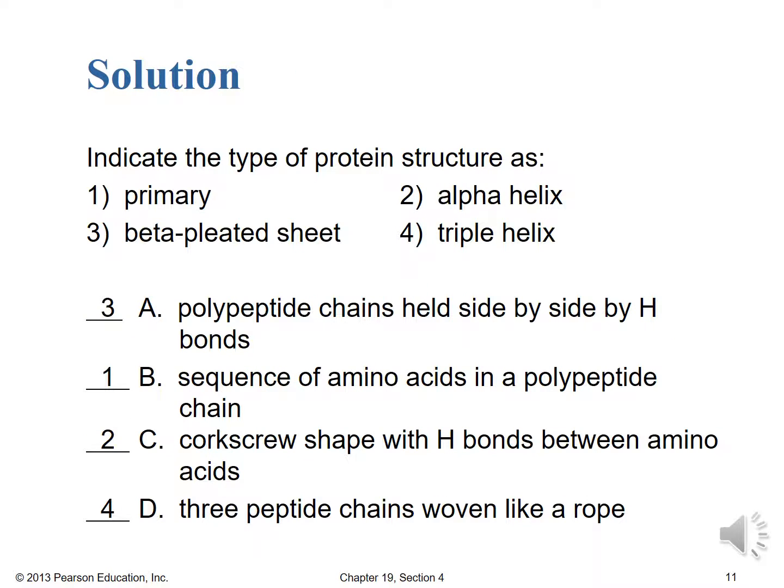Okay, and so there we have it. So the primary protein structure is the sequence of amino acids in a polypeptide chain. It was B there down below. The alpha helix was C, the corkscrew shape with hydrogen bonds between amino acids. And our beta-pleated sheet was the polypeptide chains held side by side by hydrogen bonds, and then they come in and out of the plane as we saw in that beta-pleated sheet picture. And then finally, the triple helix is 3 peptide chains woven together like a rope.